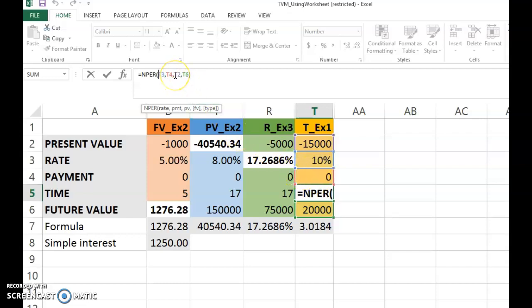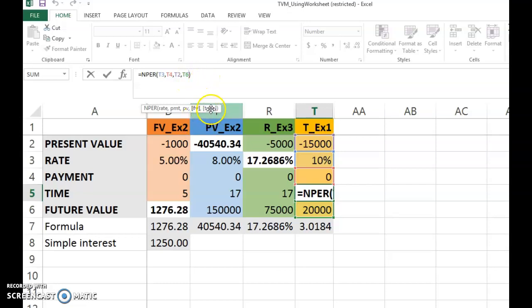Then third would be the present value. Notice you can either type in negative 15,000, or you can click the cell here, T2, which has the value of the present value. And then next will be the future value. Future value is 20,000, T6. You can either type in 20,000 or you can click the cell that has the value of 20,000.